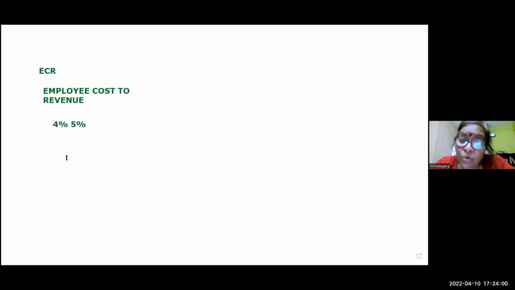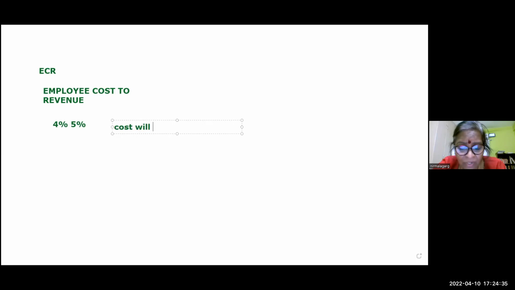Now, why should you also know the benchmark in your peer organization? What is the ECR ratio? Because with the increase of the ECR ratio, what is the impact on the product and services? If your ECR ratio is high, what happens? Profit, my profitability will get reduced. Absolutely. Your cost will go up. So when cost goes up, what will happen? Profit will come down. Right?